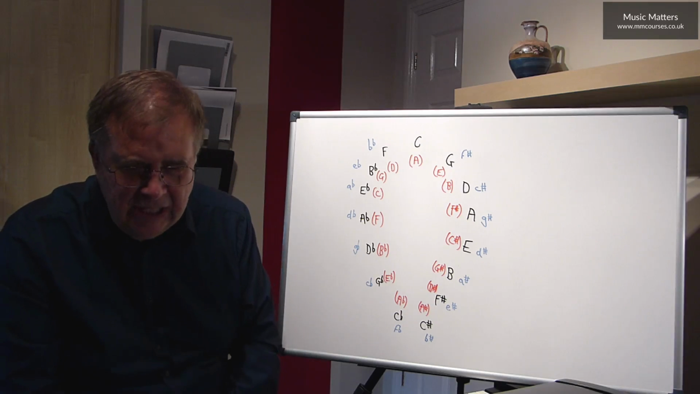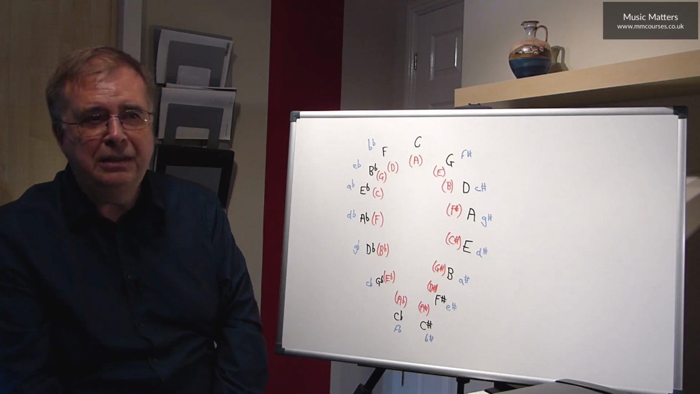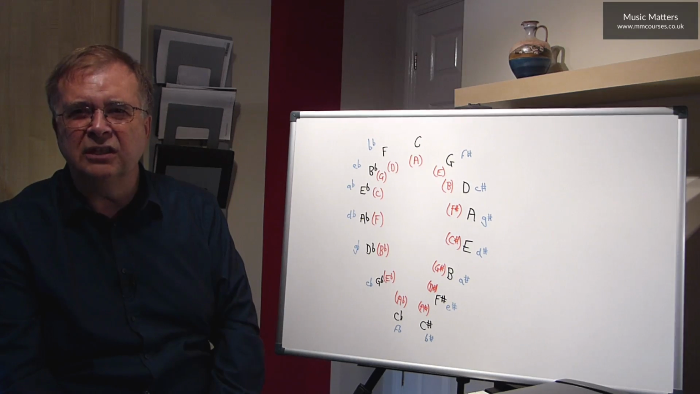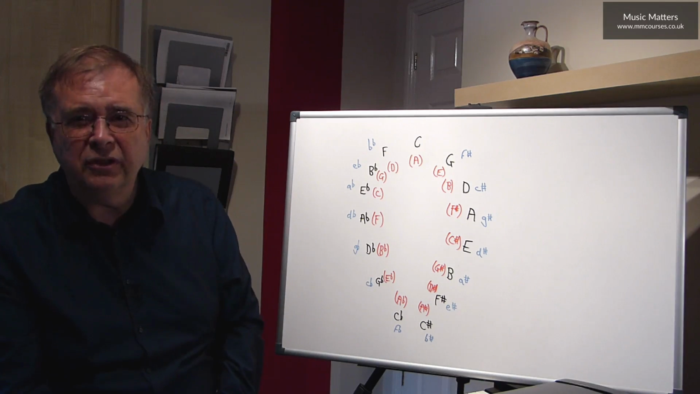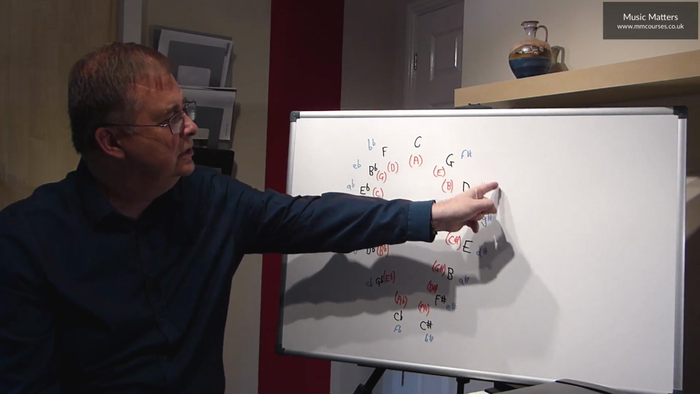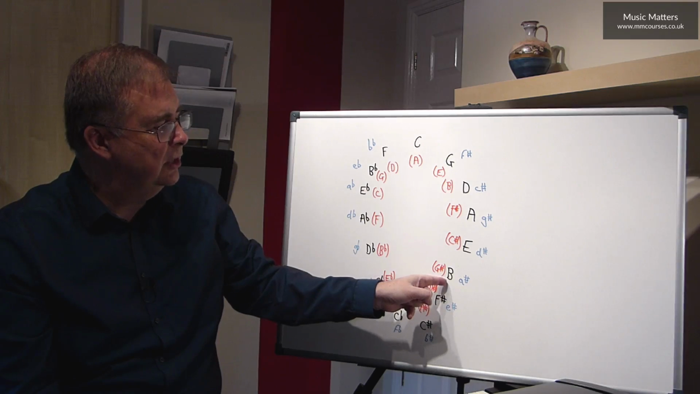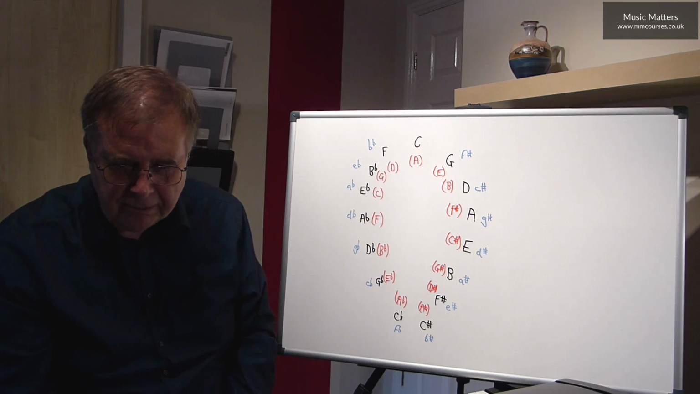Which major key has 5 sharps? And the answer is B major. It's the sort of question you can sit and sweat over for hours, but if you've got the circle of fifths, you're straight there. The sharps are on the outer ring, so 1, 2, 3, 4, 5. The major key with 5 sharps is B major.